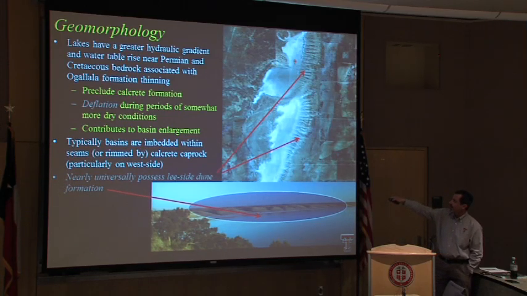So what you have is this deflation during periods of somewhat more dry conditions, and that's relative in terms of how dry they were over millennial eras. So what you have here is the typically west or southwest winds. When these are dry, they blow them out, they deposit sediment on the east side. The basin basically gets a little bit larger and a little bit deeper.